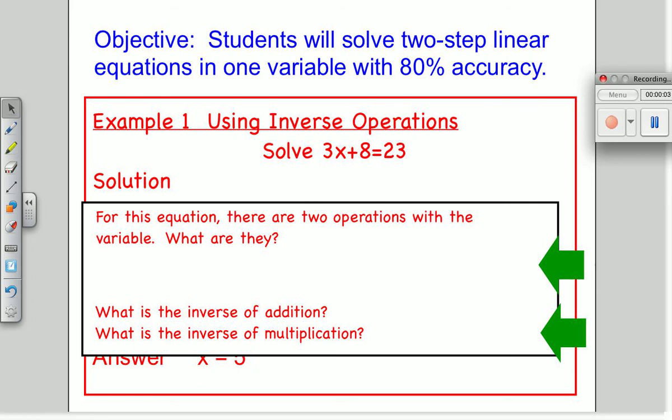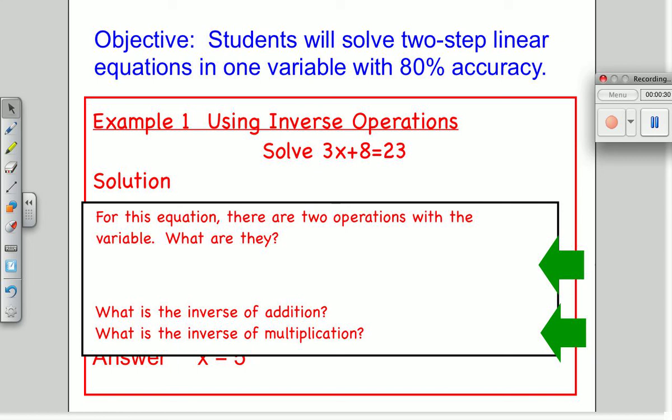Okay, today's lesson is Chapter 4, Lesson 1. This is going to be on two-step linear equations. So your objective is that students will solve two-step linear equations in one variable with 80% accuracy. One variable just means that in the equation, there's going to be just one variable. So whereas in the future when you're doing this, you might have an x and a y, in this case, you're just going to have an x, okay?